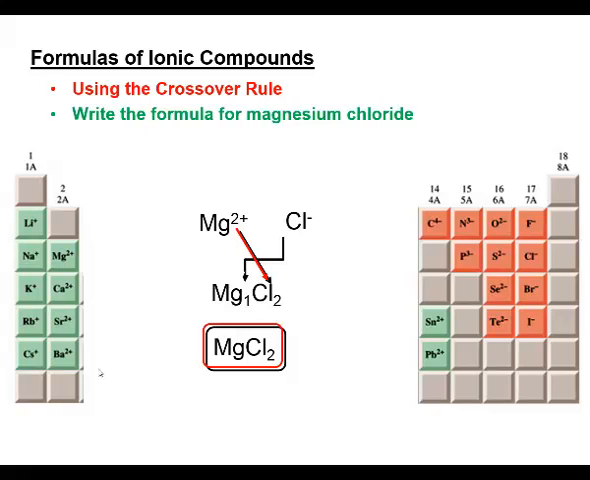I can double check my work. The cation has a +2 charge. Each of my anions has a -1 charge, so I have a -1 for the first chloride, a -1 for the second chloride. They add up to 0 overall. Okay, that's my magnesium chloride.